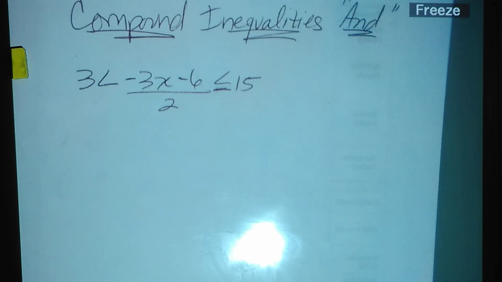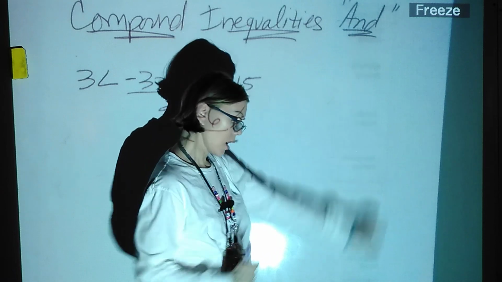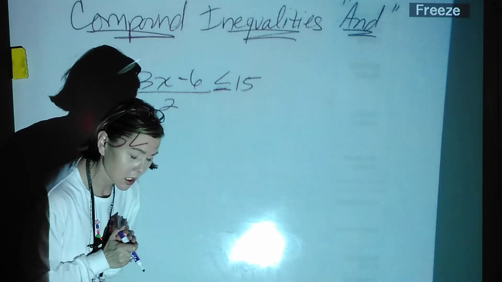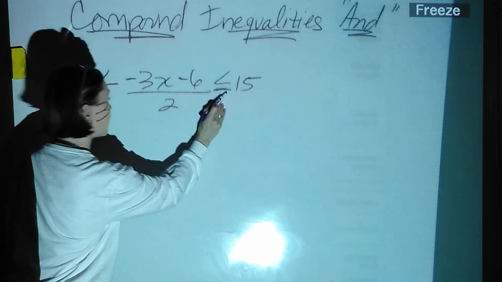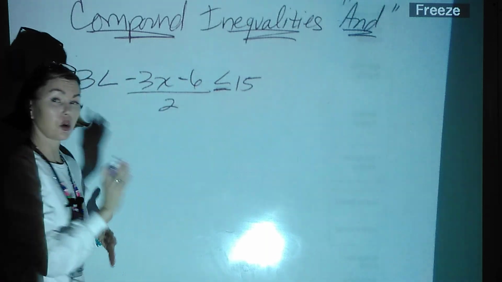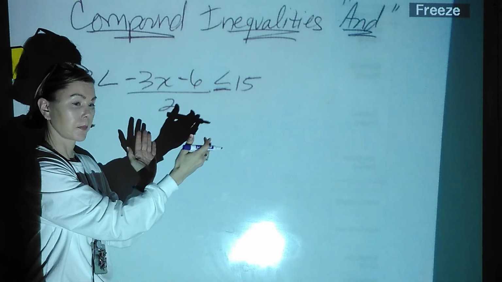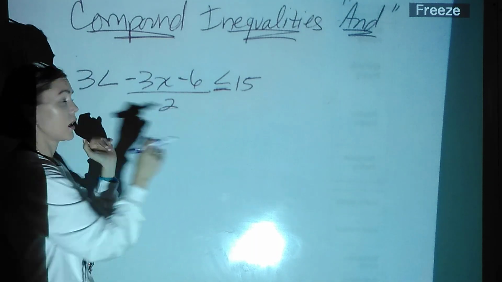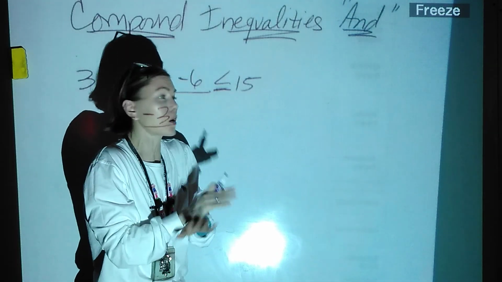Okay, and so we're back with compound inequalities. You will know that it is an "and" compound inequality because you will have two inequality symbols in the same expression. Here's one and here's one. That's your clue. We're dealing with a compound inequality and it's "and" because it doesn't say the word "or."